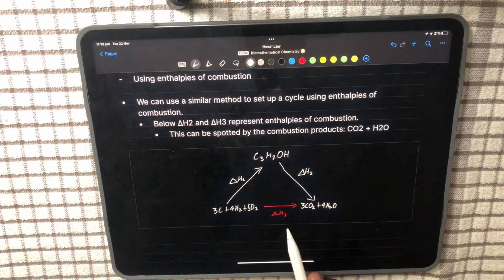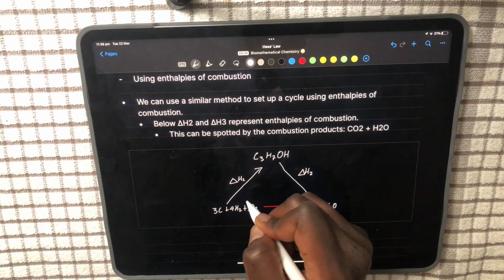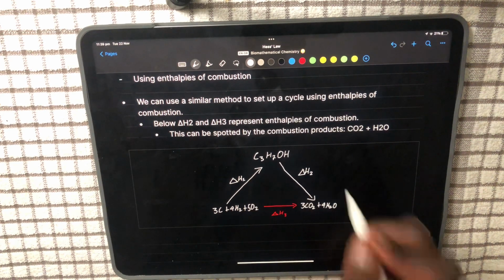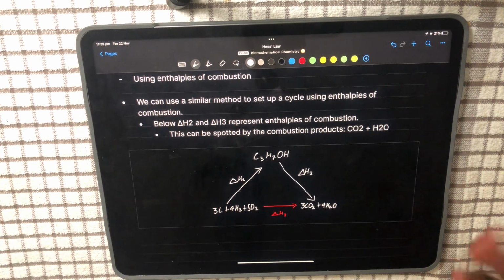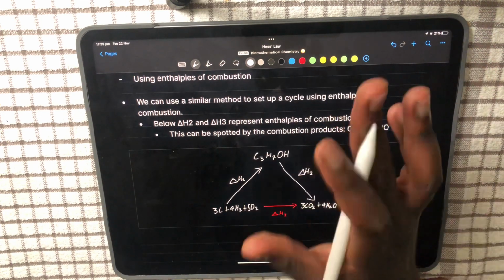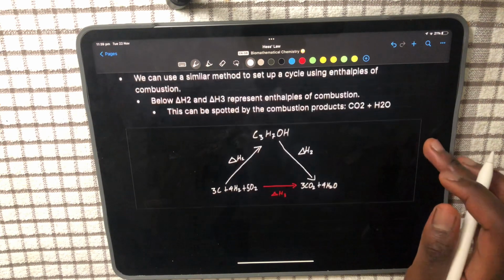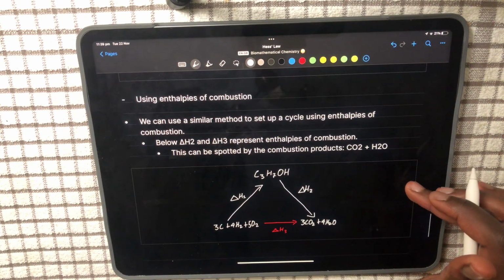Usually when you're doing these, you have to balance them out. I think this is balanced, but that's something you need to take into consideration. If it's not balanced, then you have to balance it, and if it's changing, you have to multiply this value by how many you've multiplied it by. I'm trying not to confuse many people here, but make sure that your cycle is balanced, right? And yeah, this is it.